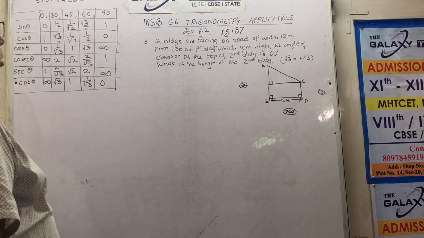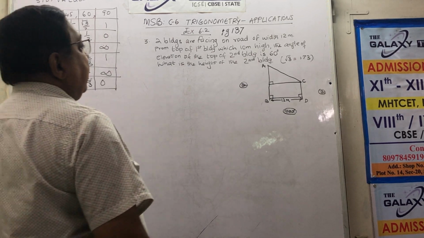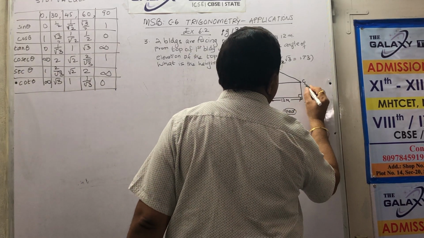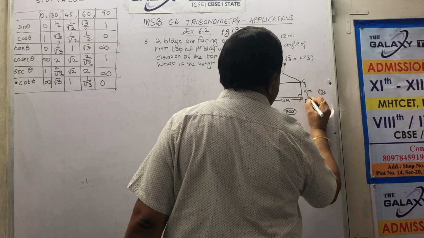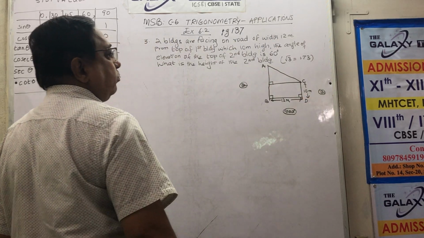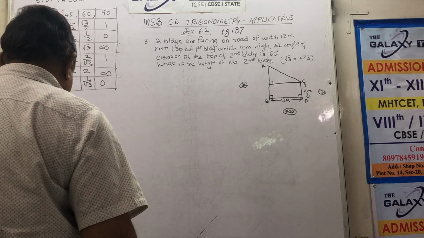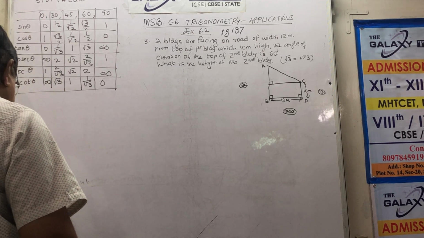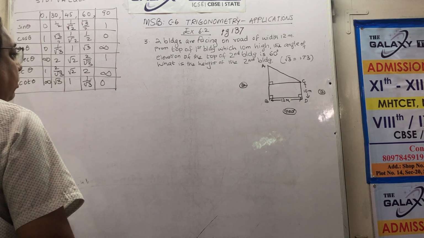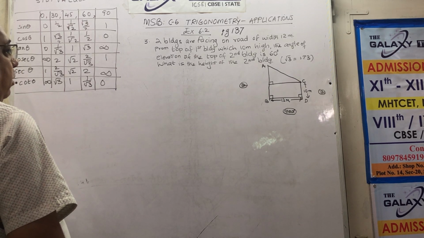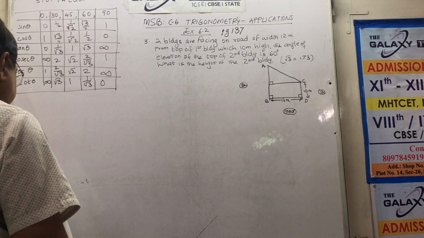Okay. Now, the first building is 10 meters high. This is 10 meters high. And I am supposed to find the height of the second building. Perfect. No problems. We can begin.